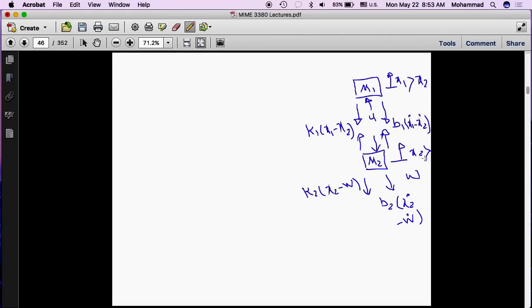So U is applied upward on the first mass and downward on the second mass. That is the force coming from the actuator, the linear motor. Everything else is the force of the two springs and the force of two dampers based on the assumptions that we made.